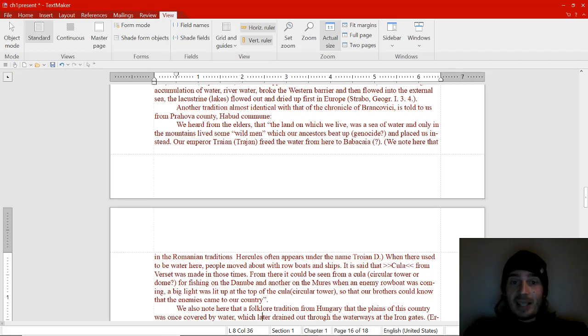Our Emperor Trajan freed the water from here to Baba Kaya, wherever that is. We note here that in the Romanian traditions, Hercules often appears under the name Troian D.